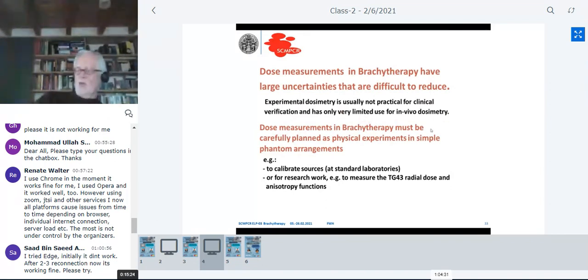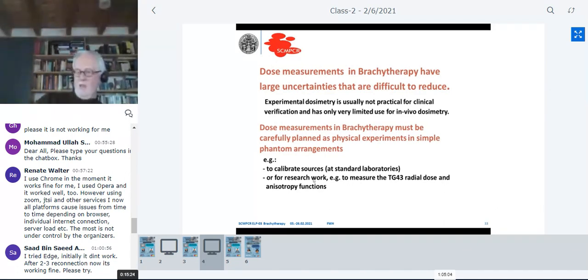Any dose measurement you do must be carefully planned as a physical experiment in a simple phantom arrangement. And you can use it, for instance, to calibrate sources. That's what I just showed you at the standard lab. Or for research work. A typical kind of research work would be to measure TG43 parameters like the radial dose function and the anisotropy function. And anything else, I think you should try not to do, because the uncertainty is simply larger than any information that you want to get out of the measurement.